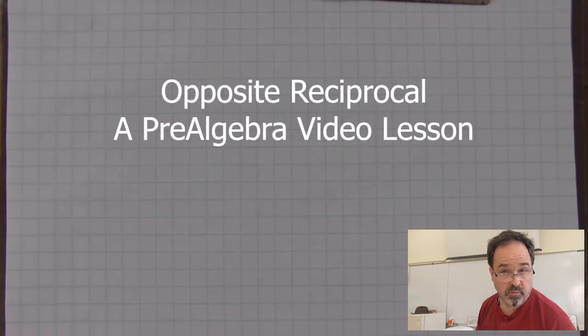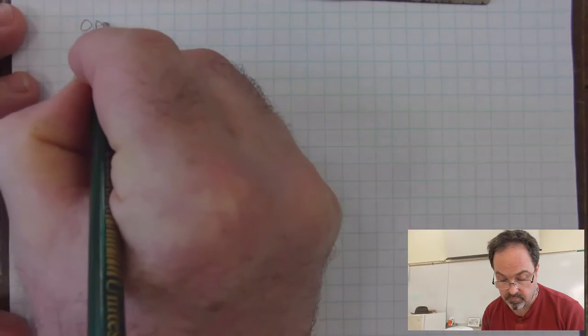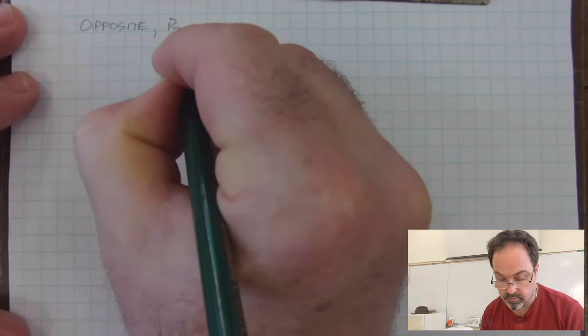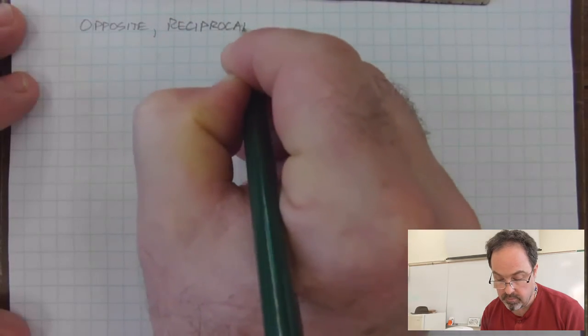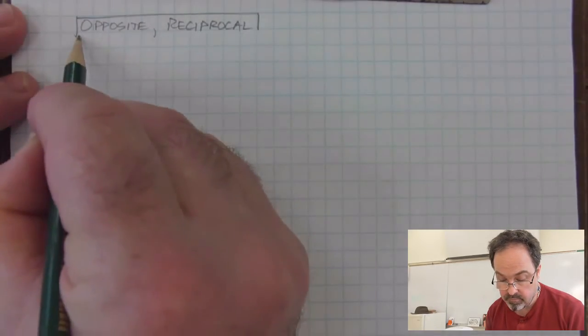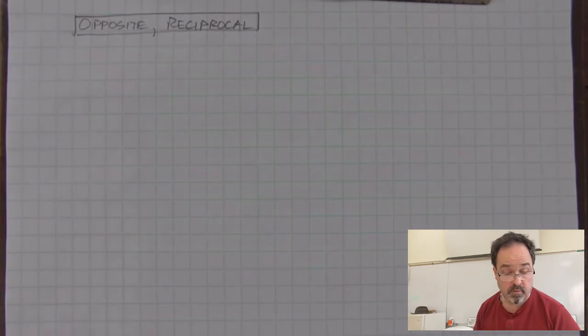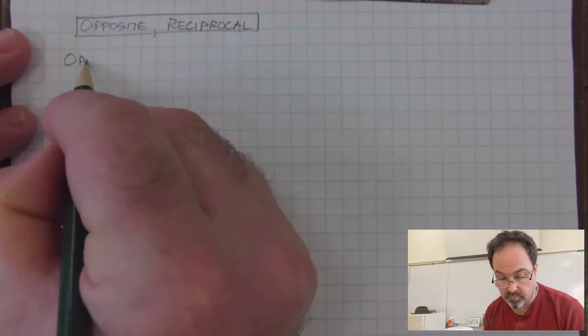VLSos here. This is a video lesson on opposite and reciprocal. That's our title. These are not the same things, but they're often confused for one another. So we're going to define each and provide some examples.